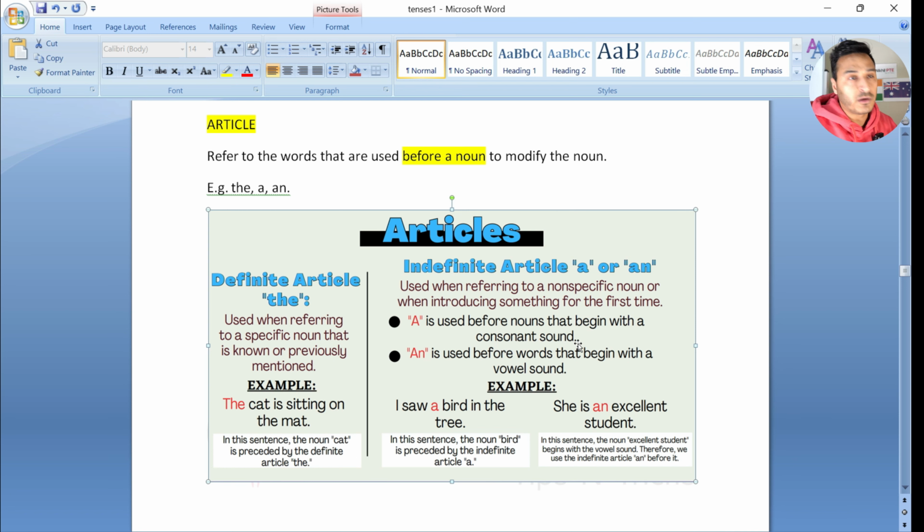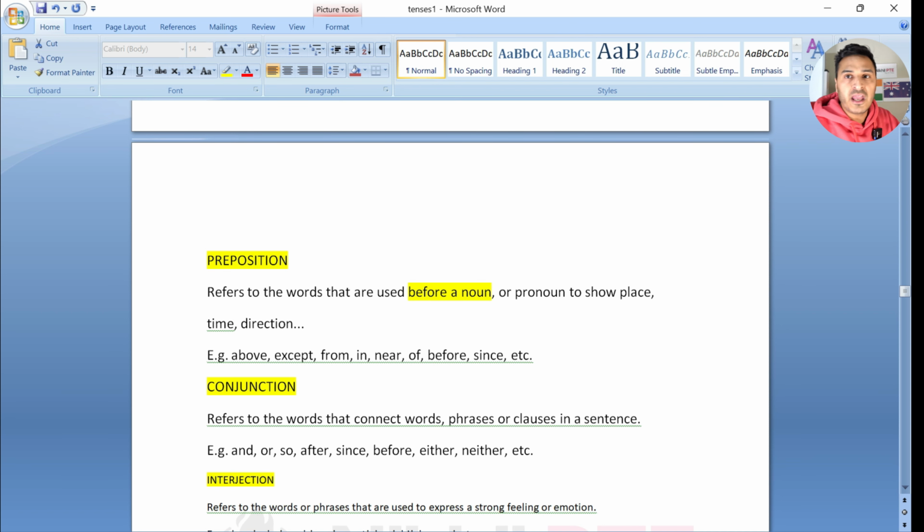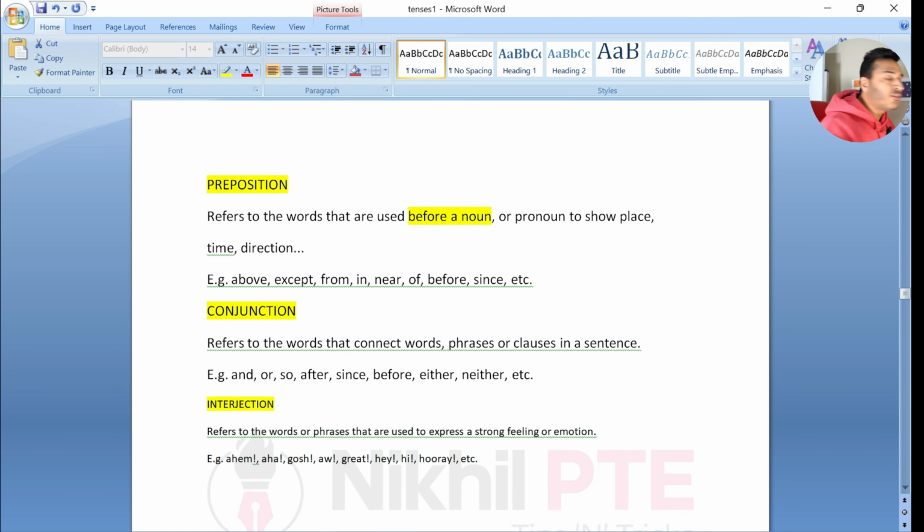Preposition means the words that are used before a noun or pronoun to show place, time, direction, like except, near, from, since, before. Conjunctions: when you are merging two lines into one line with the help of conjunctions: and, or, after, but, so, either, or, neither, nor. These are all conjunctions, guys. Interjection, that we are not using actually. Interjection means aha, gosh, these are examples.